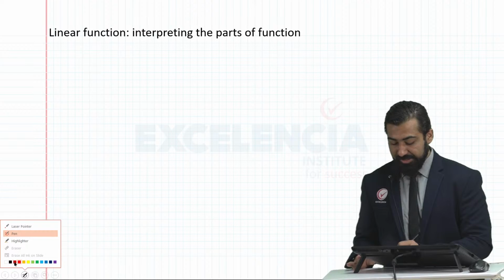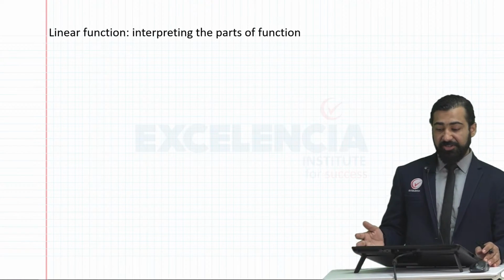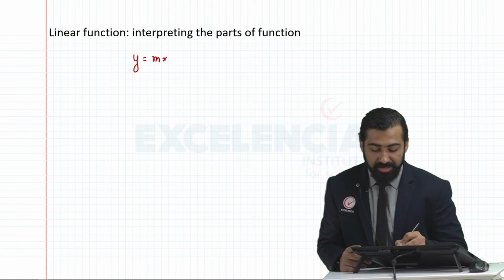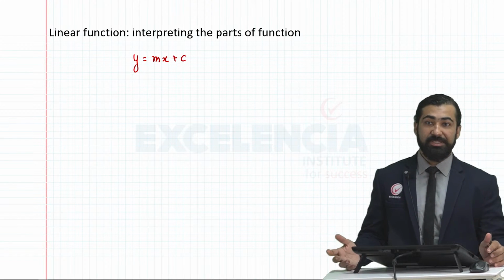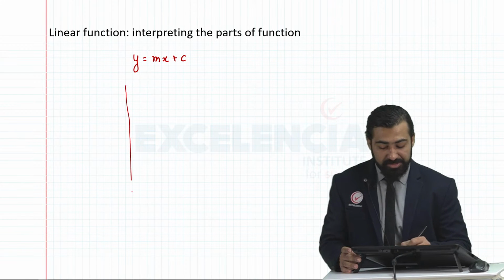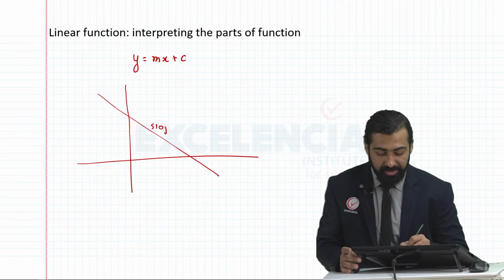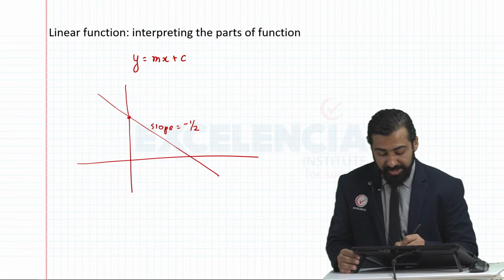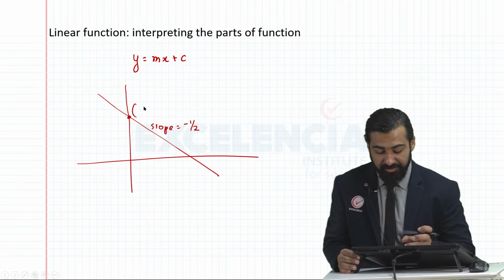So at the end of the last class, we learned how to interpret parts of a linear function. Okay, a linear function we said can always be written in the form of y equals mx plus c, where c is the y-intercept and m is the slope of the line. Now suppose I've drawn this line, I know that the slope of this line is m. Let's take the slope to be negative half for this instance, and let's take the y-intercept as 5 comma 0. I mean 0 comma 5.